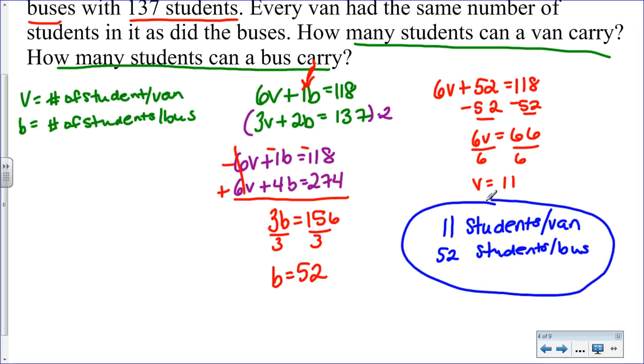We can check that by plugging those into our second equation. So if I do 3 times 11, so 11 students per van, plus 2 times 52 equals 137. We're going to see if that works out. So 3 times 11 is 33. 2 times 52 is 104. 104 plus 33 is 137. So it does work out. We have 11 students per van and 52 students per bus.